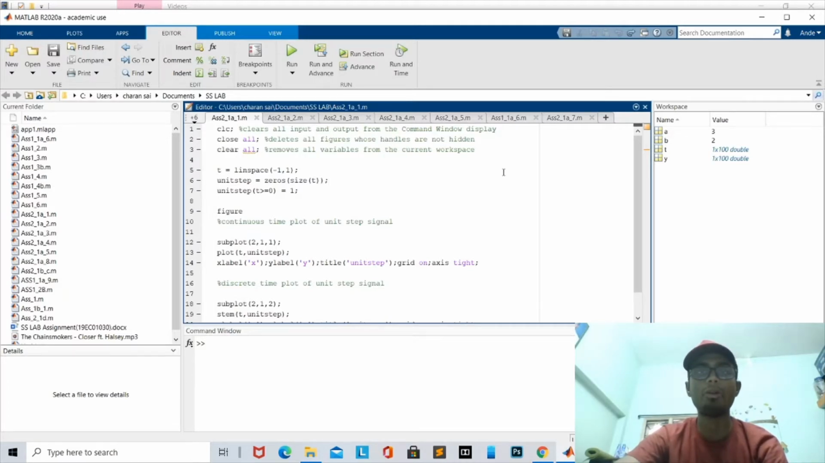So the main aim of my experiment is plotting continuous and discrete plots of elementary signals like ramp, sinusoidal, unit step, etc. The first one is the unit step signal.